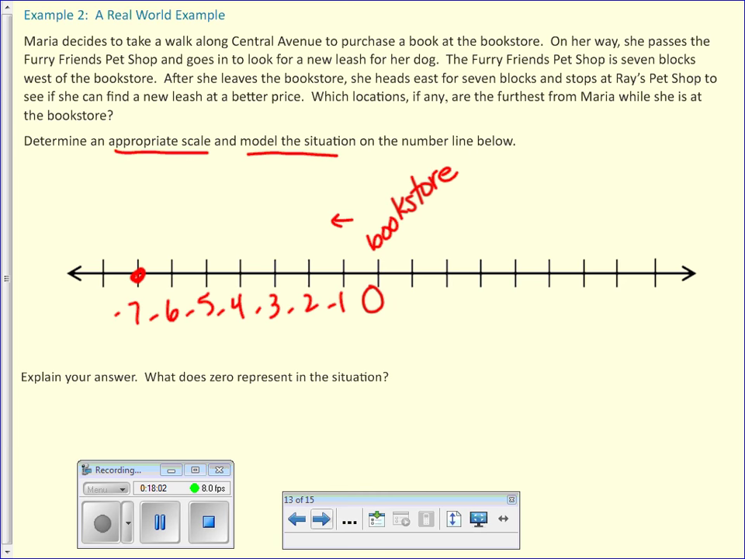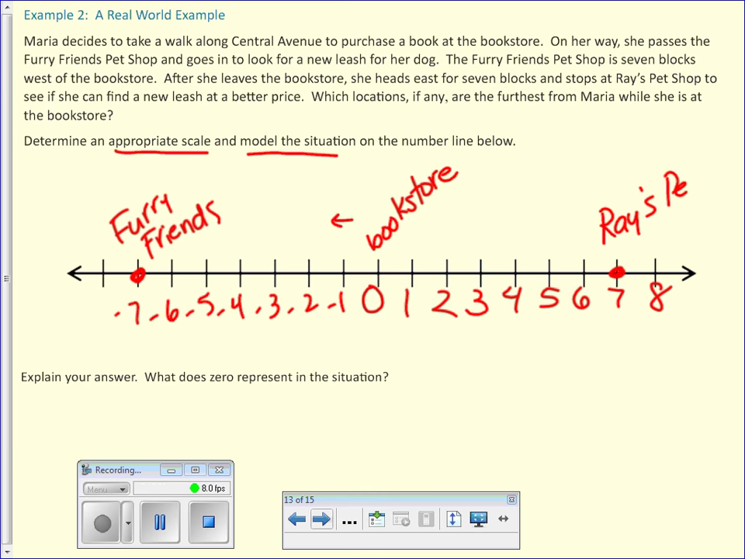All right, so this, what did we say this was, the Furry Friends? So now, the other bookstore was 7 blocks east. So that's Ray's pet shop. So which location is furthest from the bookstore? Where should she go to buy her new leash?